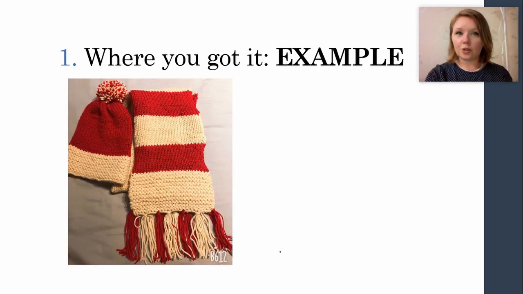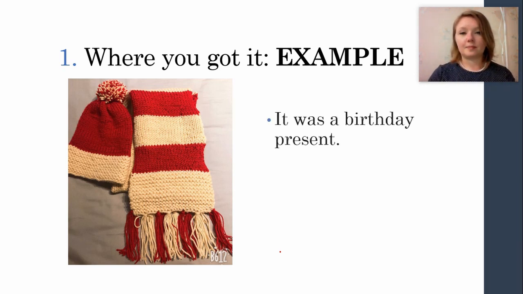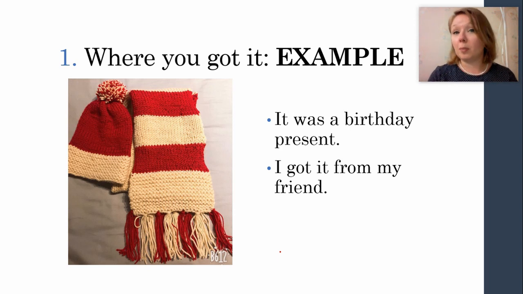So let's look at two examples. So here we see a scarf and a hat, right? So if I want to talk about where I got it, I could say it was a birthday present, or I got it from my friend, or both. Maybe it was a birthday present from my friend. So this is talking about where I got it. It was a birthday present. I got it from my friend.